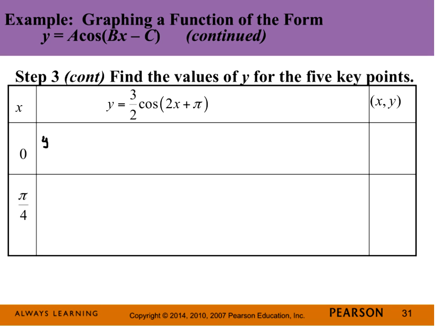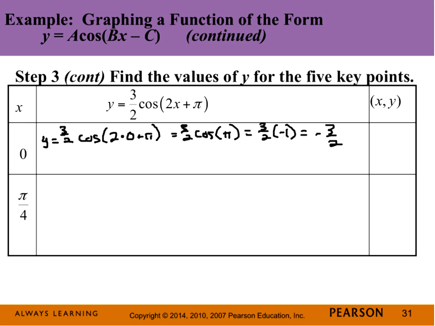Okay, so y equals 3/2 times the cosine of 2 times 0 plus pi. Well, that's just 3/2 times the cosine of pi. The cosine of pi is negative 1. That's negative 3/2. So that's the point 0, negative 3 halves.